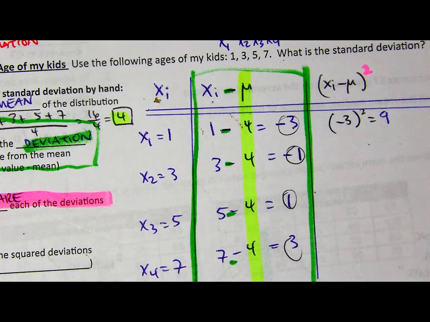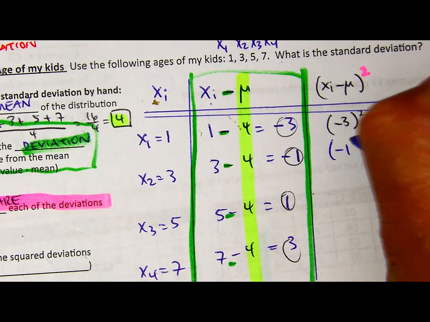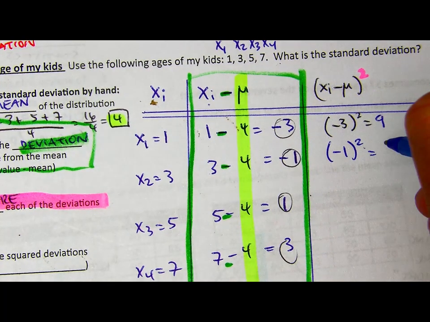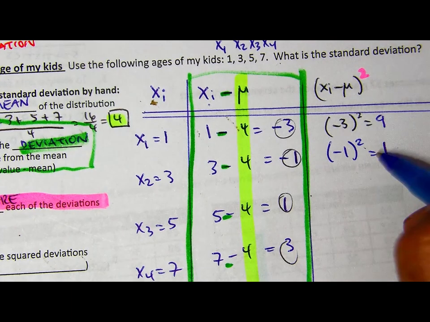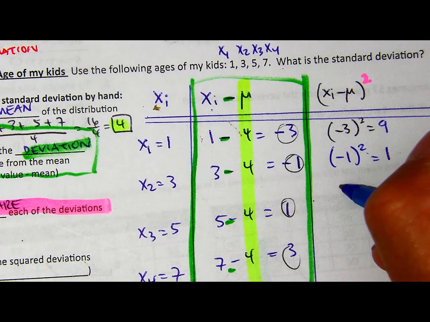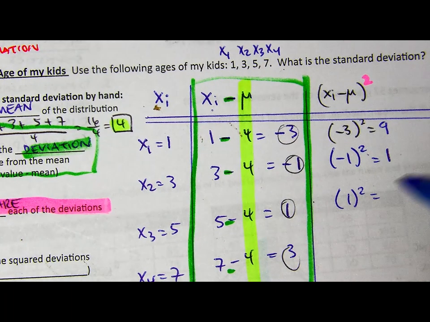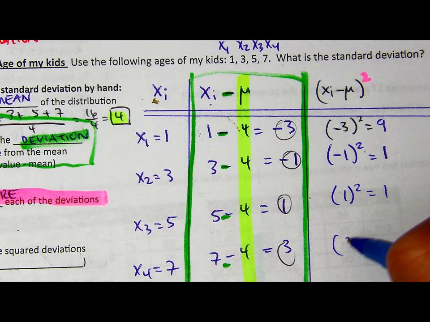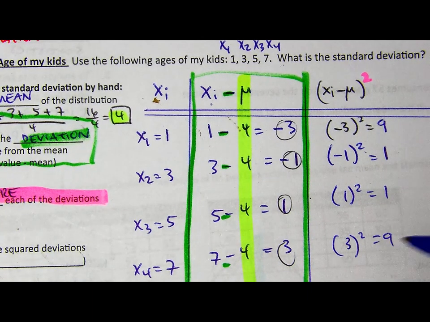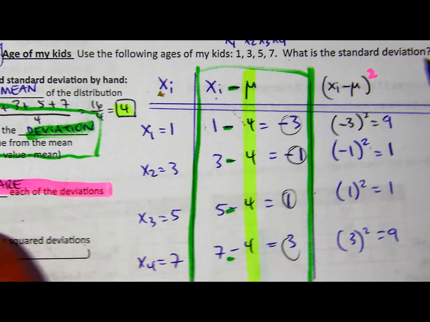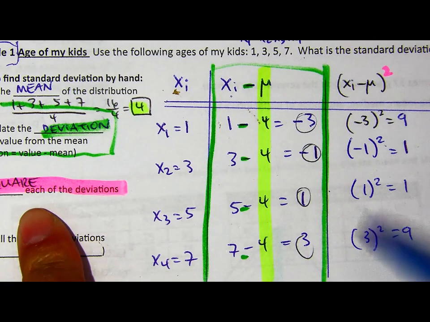What is negative 1 squared? Positive 1. Negative 1 times negative 1 is positive 1. Class, 1 squared? And 3 squared. Okay, we just squared the deviations.